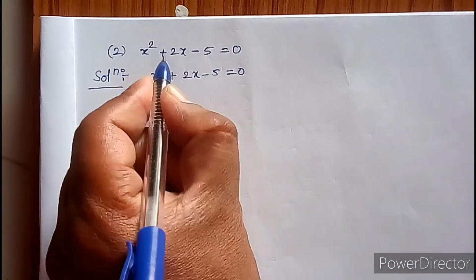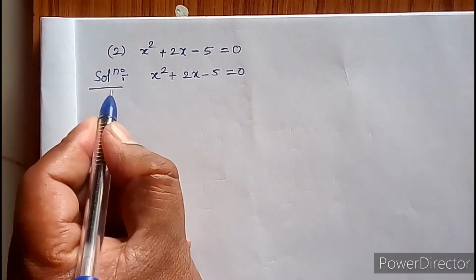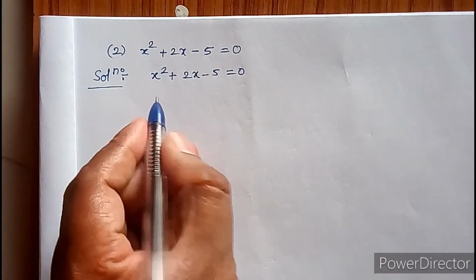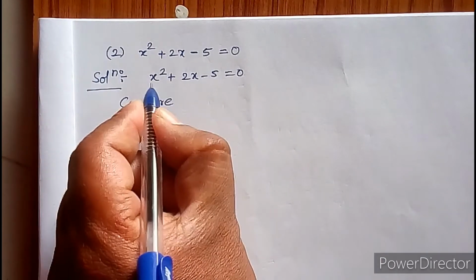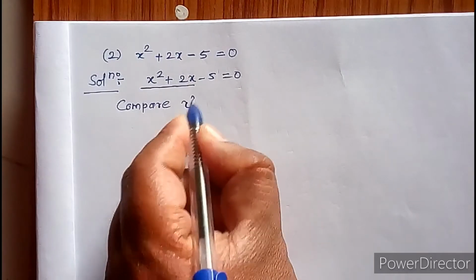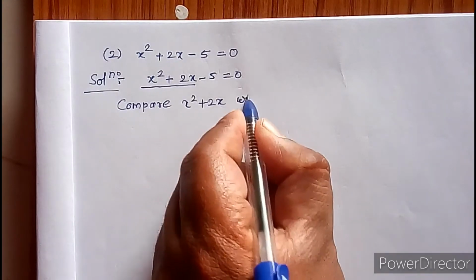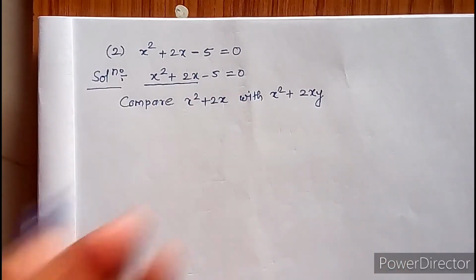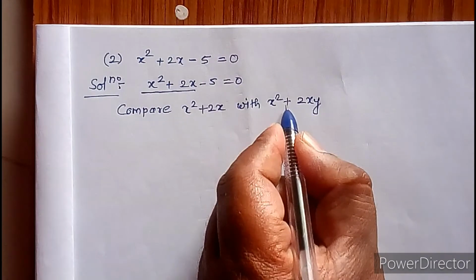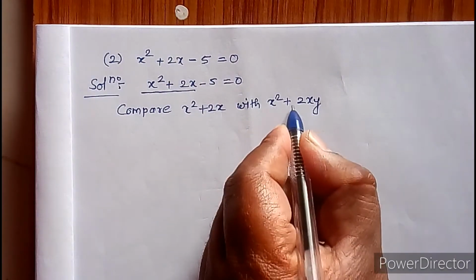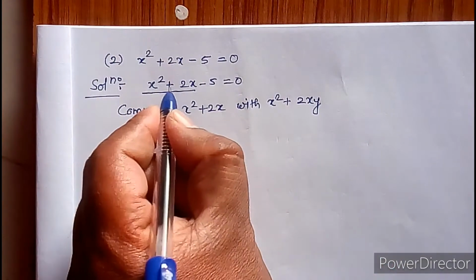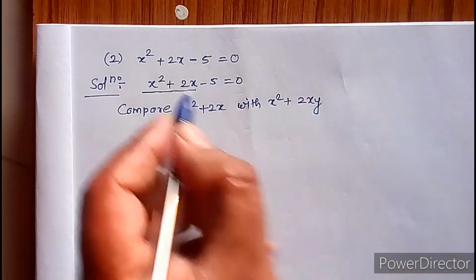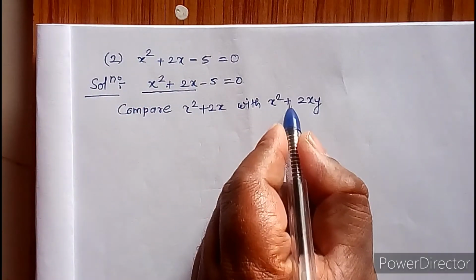Question number 2, that is x square plus 2x minus 5 equals 0. Write down in the solution the quadratic equation as it is. Now we have to solve this. Compare this x square plus 2x with x square plus twice of xy. Here it is plus, therefore we are comparing with x square plus 2xy. If there is a minus, then we have to compare with x square minus twice of xy. This sign and this sign must be the same.